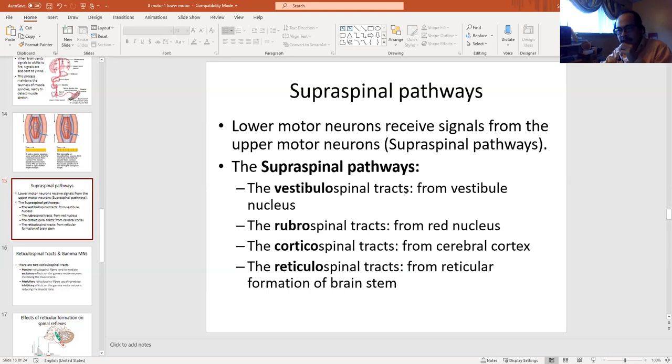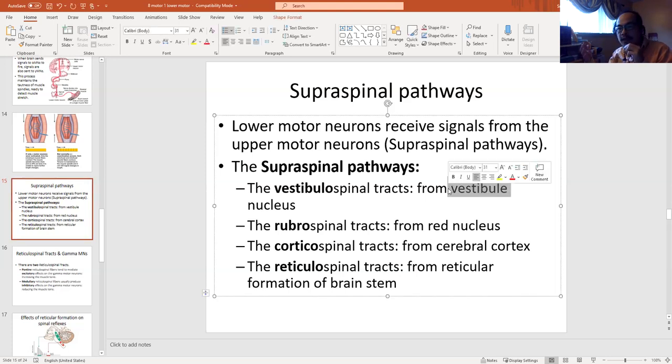The vestibular spinal tract from the vestibular nucleus is the one that influences and maintains our body balance. This is a reflexive movement that maintains our body balance when we are reaching any imbalance. And the way to do it is that we need to detect the body balance. The way to detect the body balance is from the vestibular apparatus in the inner ear, working with the cerebellum to conduct that.